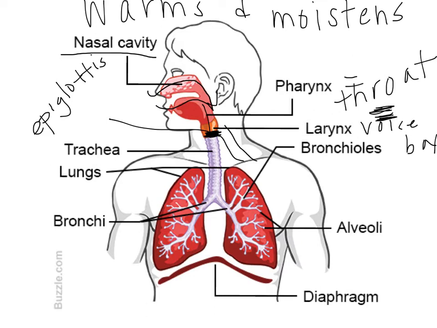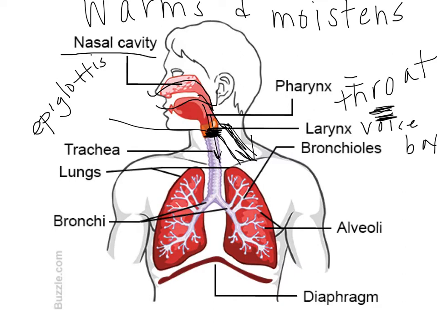So right about here is where the esophagus splits from the trachea. So every time you eat, the food will go down your esophagus and not down into your trachea. So that's what this epiglottis is for. It covers it and it opens and closes.